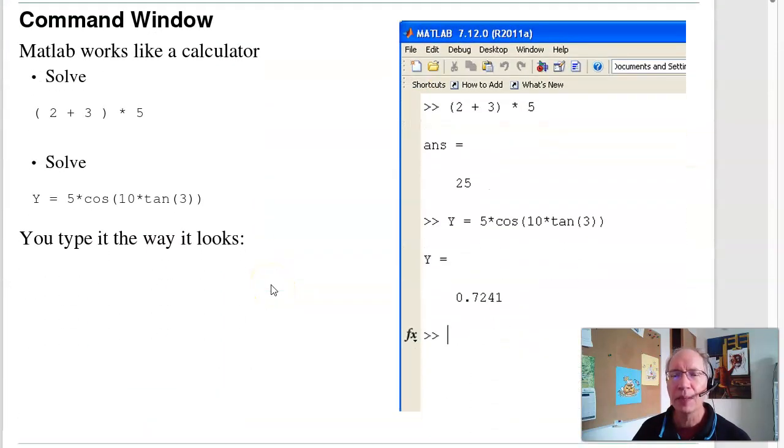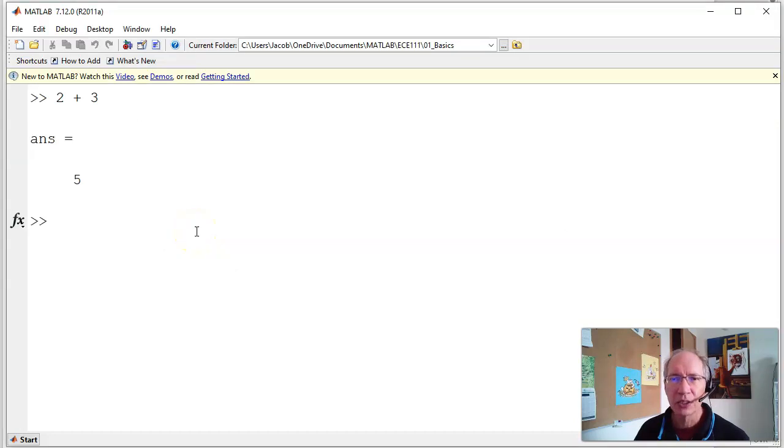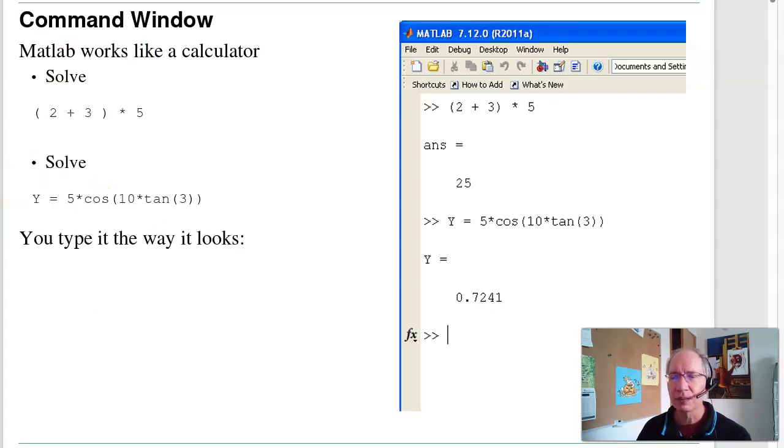The command window works like a calculator. With it, you can do operations. For example, I can say, what is 2 plus 3? The answer is 5. What is 5 times tangent of 6 over 2? Get an answer. So it's a calculator like any calculator you've seen.